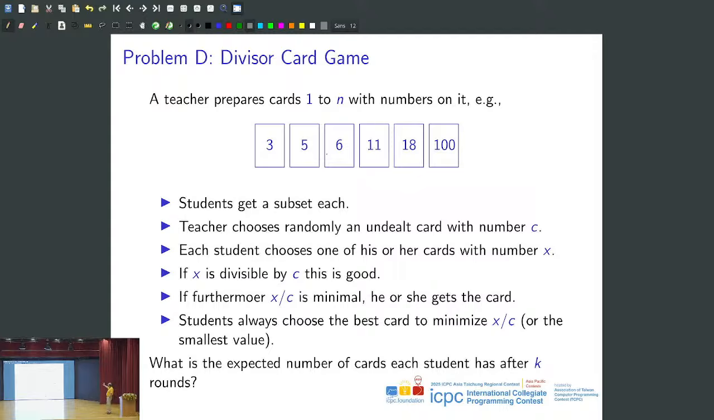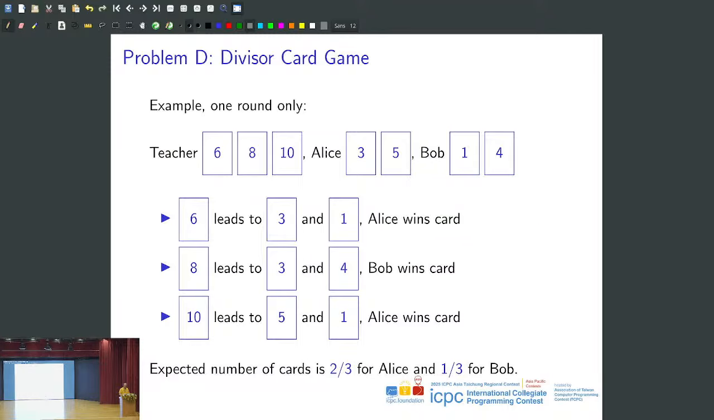So the students play optimally, but the strategy is shown here. You choose the best card, which minimizes the fraction that we get. And the question is really hard. It's: what is the expected number of cards that each student has? And it's a very mathematical thing.